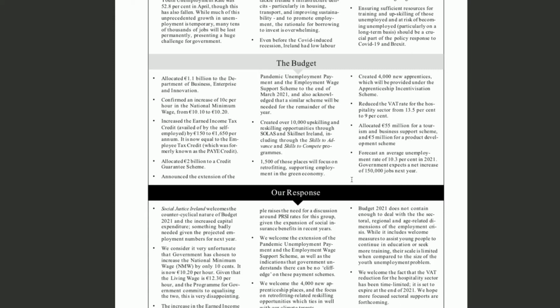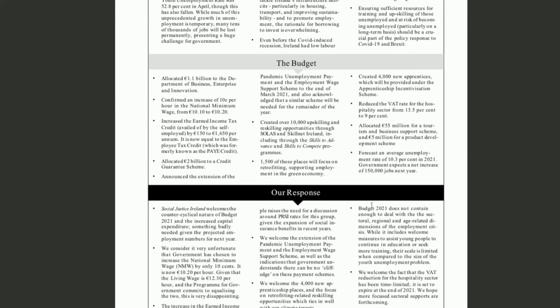While the increase for earned income tax credits is acknowledged, this also raises the need for a discussion around PRSI rates for this group, given the expansion of social insurance benefits in recent years. We welcome the extension of the pandemic unemployment payment and the employment wage support scheme, as well as indications that there won't be a cliff edge in terms of taking people off these payments.